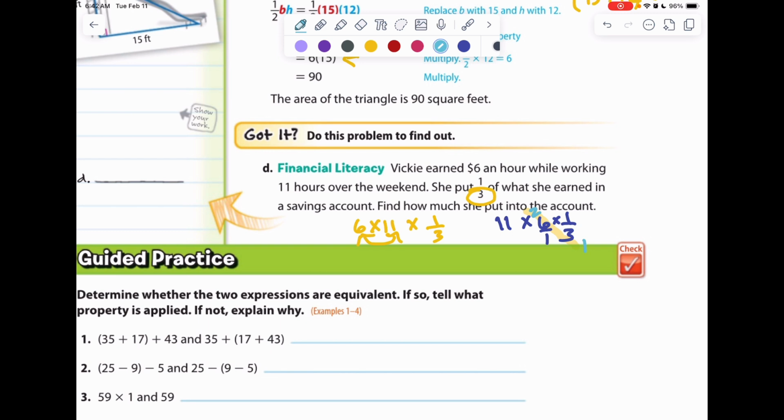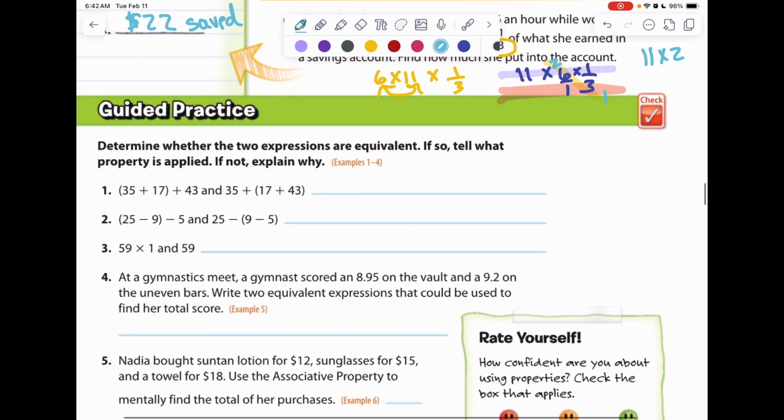So what's left? For my denominators down here, I only have 1s. So basically nothing, because if you divide by 1, you're going to get that number. So what is left for numerators? All that's left is 11 times 2. Okay? So my problem has become, I need a marker here. 11 times 2, which is $22 that she has saved. $22 saved. Cool.